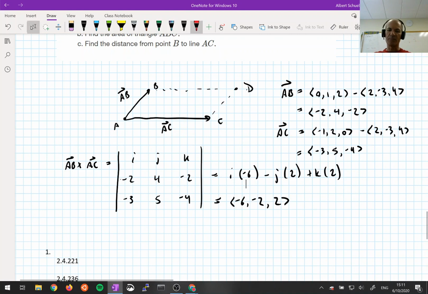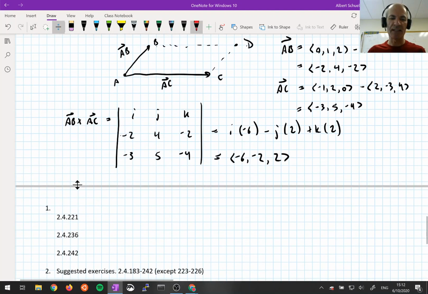Yeah, I already see what I was doing wrong here. So cross out this column, work on this little guy. 4 times negative 4 is negative 16, minus negative 10. Negative 16 minus negative 10 is negative 6. All is well.